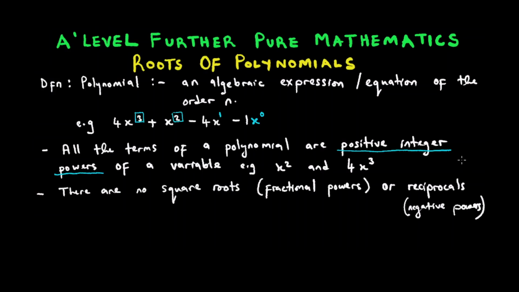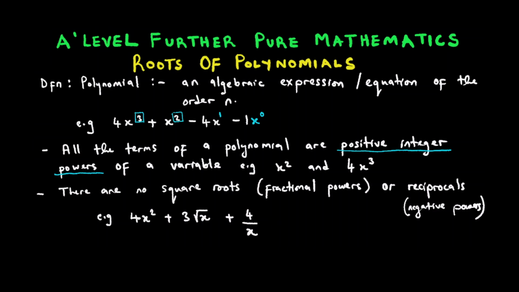The characteristic of a polynomial, when we look at the powers contained in that polynomial, is that those powers should be positive integers. They should not be fractional. They should not be reciprocal. So if we are to give an example, let us say we had a situation like 4x squared plus 3 square root of x plus 4 over x. This is not by definition a polynomial.